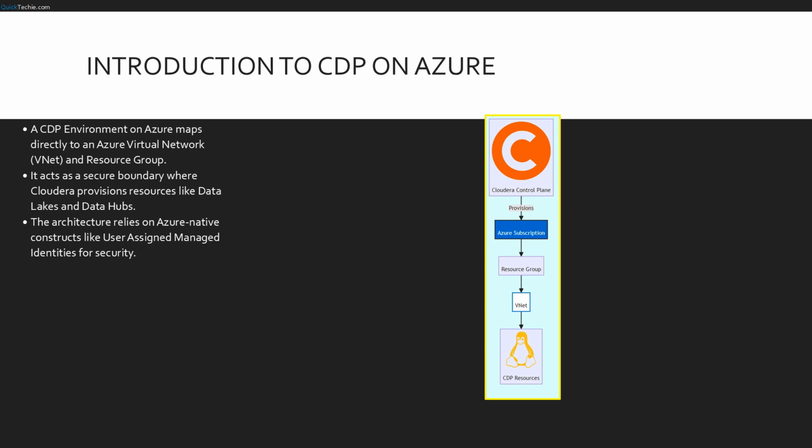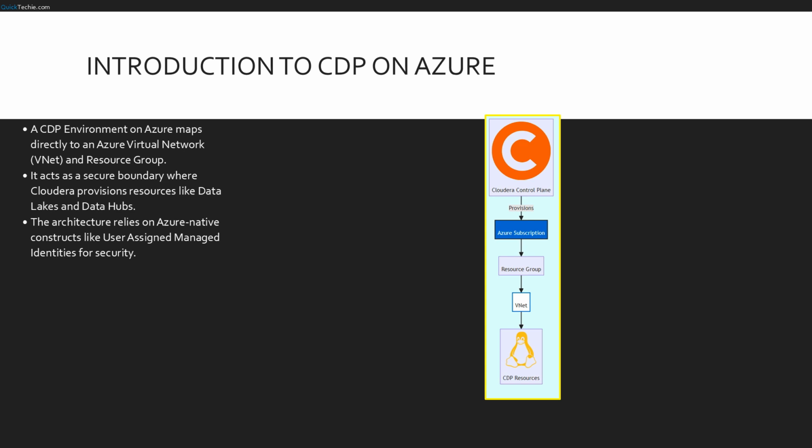Logically, a CDP environment maps one-to-one with an Azure Virtual Network, or VNet, contained within a resource group. This setup provides a secure network boundary where the Cloudera control plane allows you to provision compute resources, such as data lakes and data hubs, directly into your Azure subscription. Crucially, CDP leverages Azure native security constructs, specifically user-assigned managed identities, to handle authentication and authorization without managing long-lived access keys.